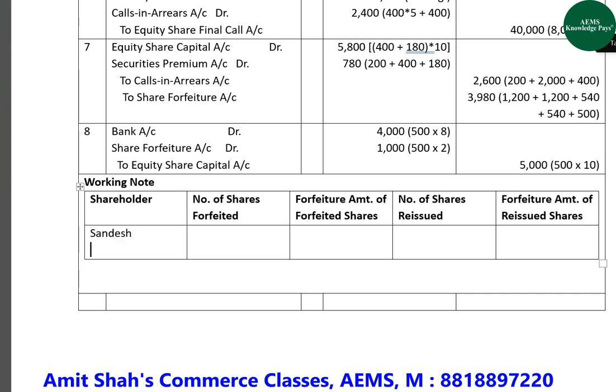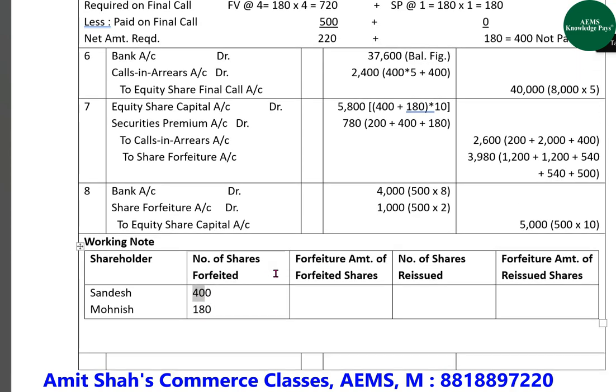So we have forfeited shares of Sandesh and Monish. The number of shares of Sandesh we have forfeited is 400 and of Monish it is 180. Correct, guys? What is the forfeiture amount of Sandesh's 400 shares? That we can find from here. That is 1200 plus 1200, 2400. And of Monish it is 540 plus 540 plus 500, that is 1580. Are you understanding what I have done so far? Yes, sir.